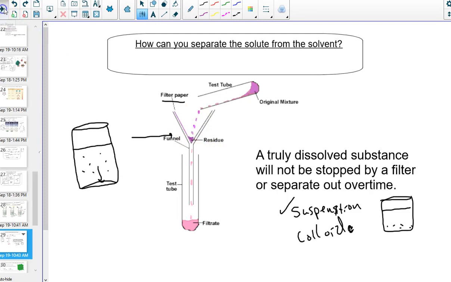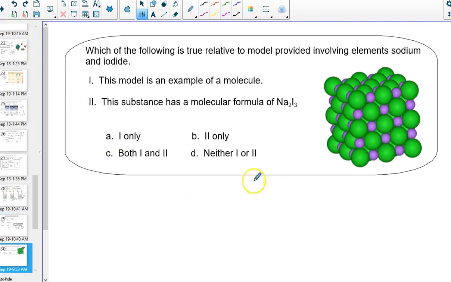All right, a couple problems here. Again, just looking to see what this model looks like. There's a couple ways you can know what this thing is. First of all, this thing's ionic, or it could be metallic. But if it's got a cation, I'm thinking it's probably going to be ionic. So, is this an example of a molecule? No. Is this an AI? No. Because of the ratios here, it should be NaI.